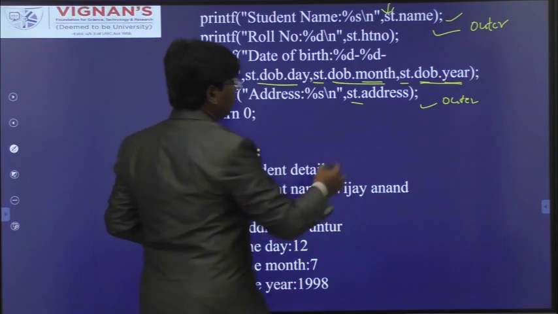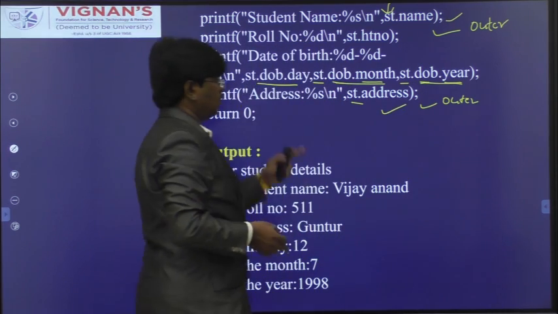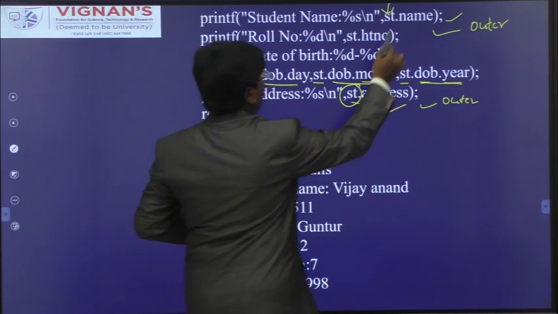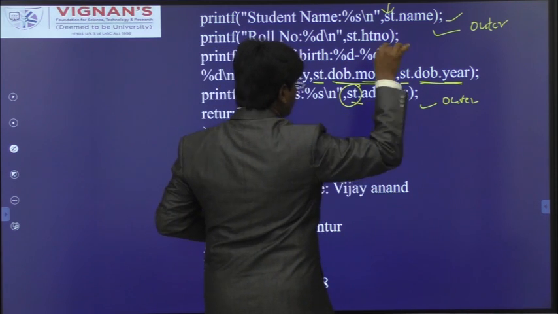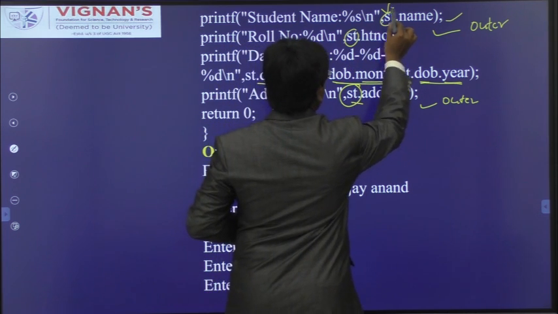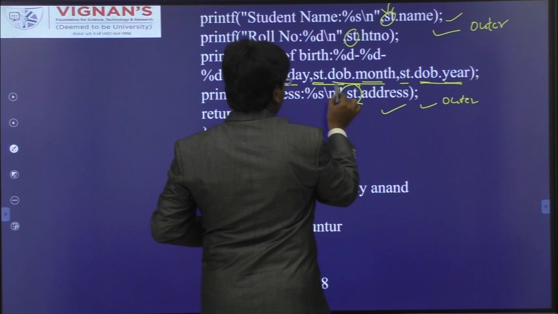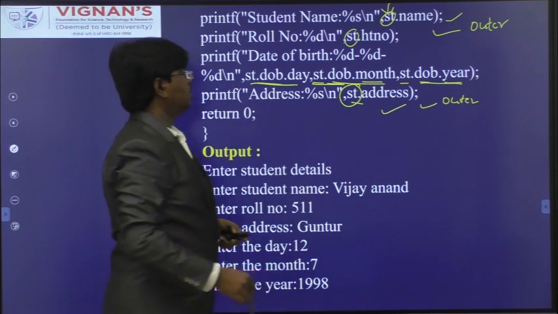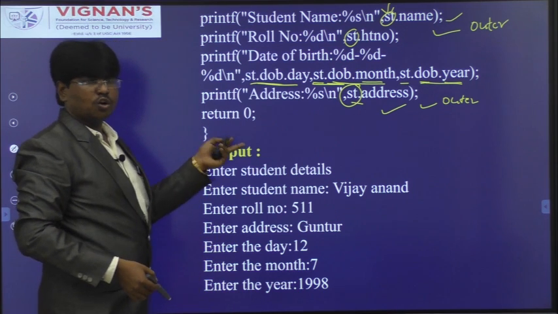Okay. So it is an outer structure variable, simply you can use st.address. Okay. So name, hall ticket number, address are outer structure members. That's why I am taking st here. But coming to inner structure members, you have to take st as well as DOB, st as well as DOB, st as well as DOB. So this you have to initialize and you have to print the values.